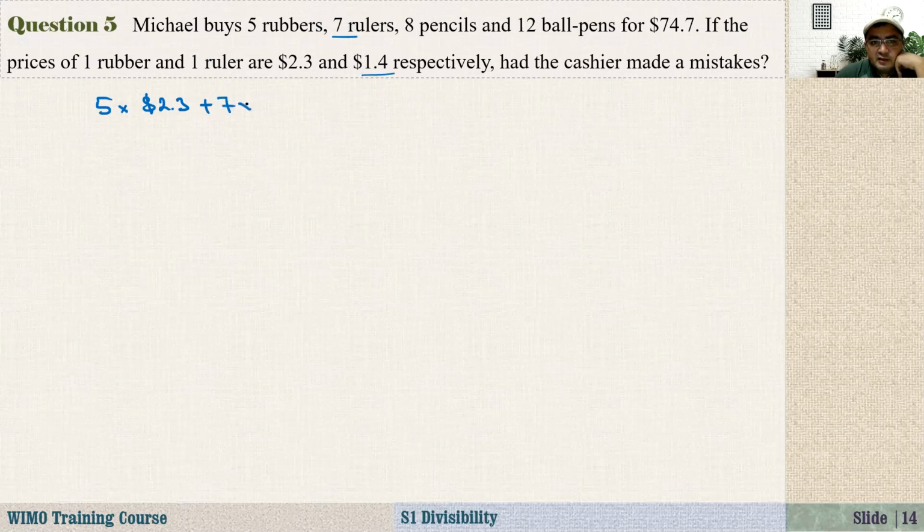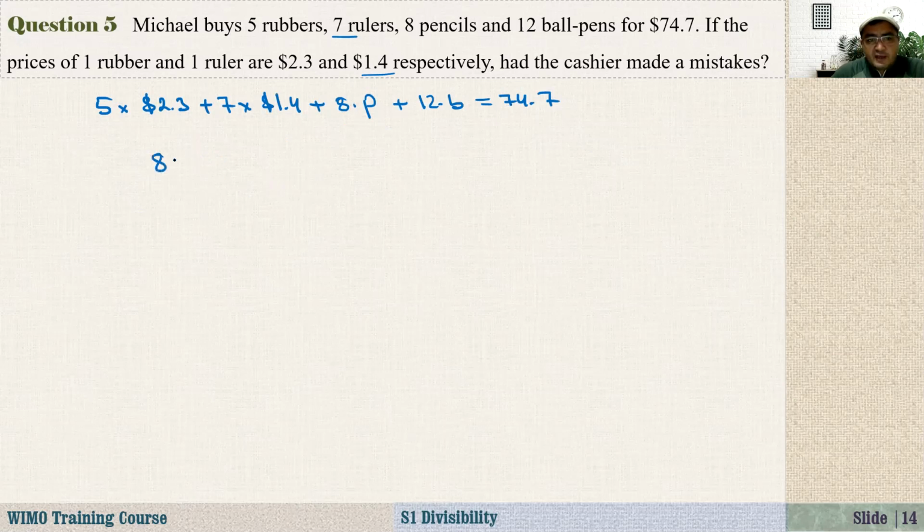So it is 7 times $1.4. And plus 8 pencils. Let's say the price of 1 pencil is p dollars. And 12 ball pens. Let's say it is 12 times b. That's equal to 74.70. Now from here, I can just write this 8p plus 12b, and the variables keep on the left hand side.